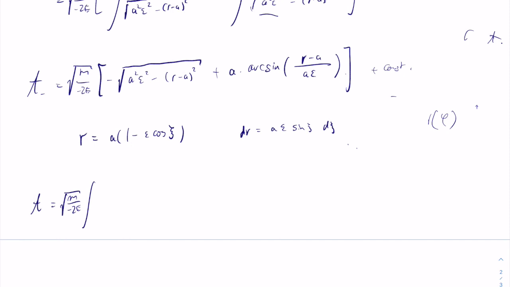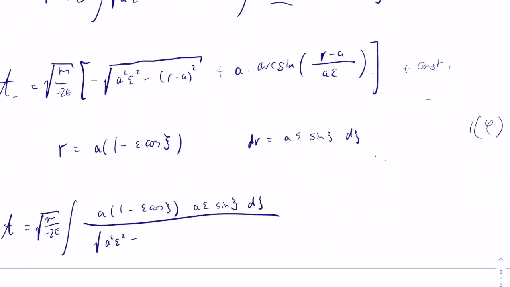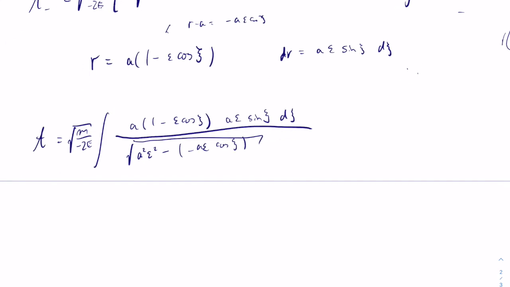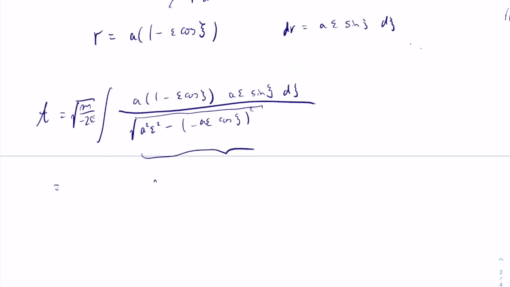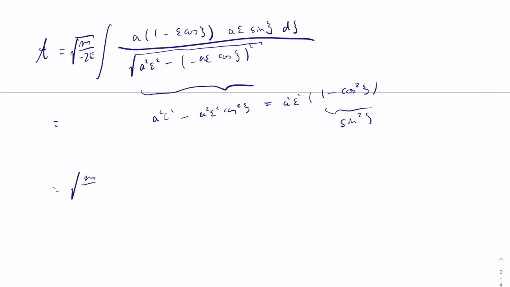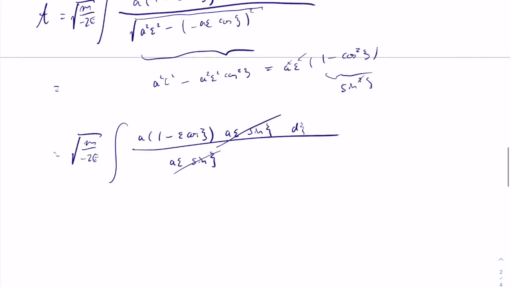So we're just right now inserting the substitution in. r minus a, then just minus a epsilon cosine xi, squared. And then we can observe that this is a simple expression, so a squared epsilon squared sine squared, and therefore this cancels out with the a epsilon sine xi in the denominator, and therefore the integral becomes pretty nice.